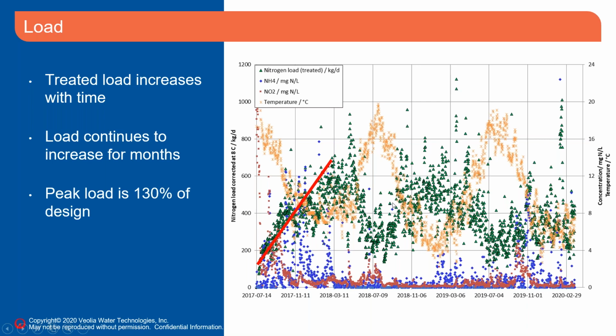So the peak load is 130% of the design load, which is very good because we treat more than what we expected to treat. So the system is pretty robust. Average load is 50% of the design. This is a question of what design was selected at the beginning, but most of the time we're about 50% with peaks, depending on the need on site.